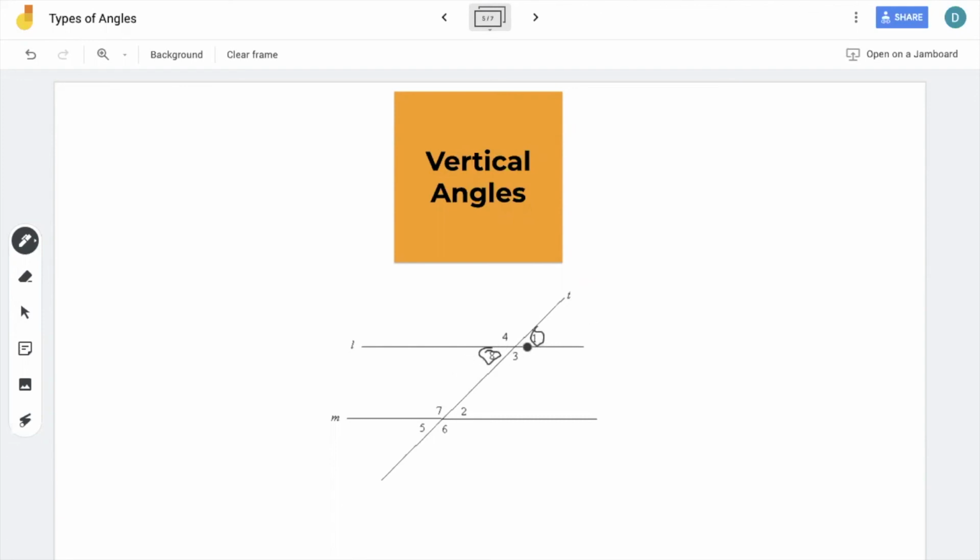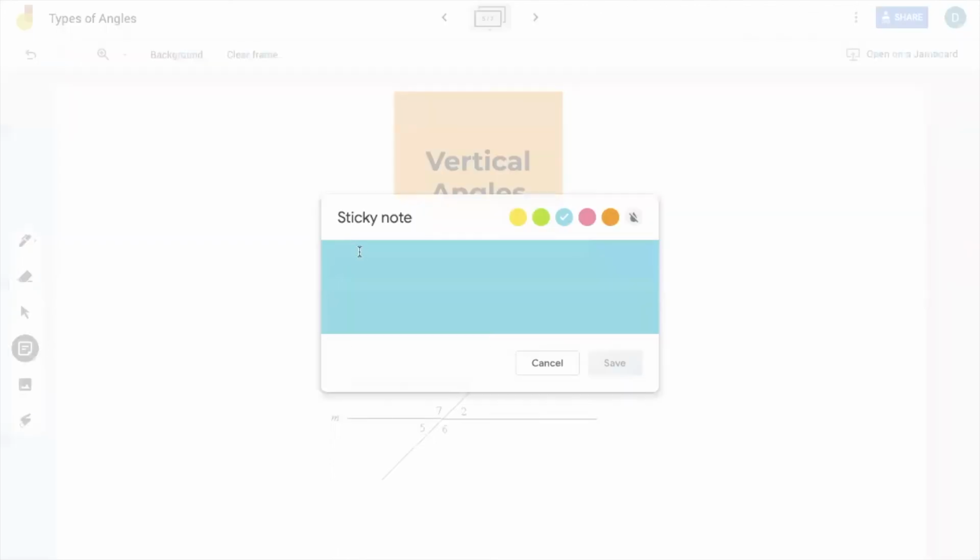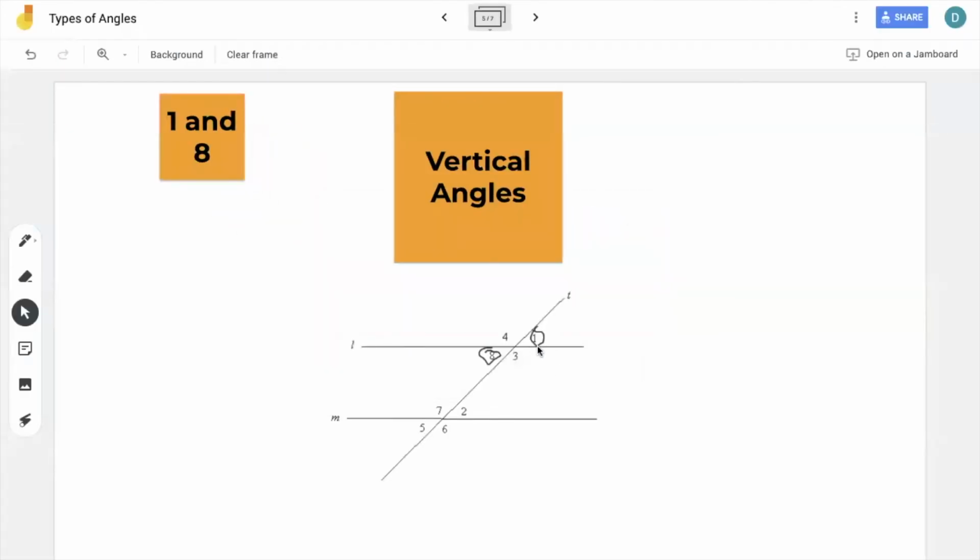You cannot have a vertical angle between like 1 and 5. That would be what we know as the alternate exterior angle. So it's between 1 and 8. So I'll write that down here. That is one of our pairs, 1 and 8. Now, there are 3 more pairs in here. So let's try and identify them before we figure out what they do.